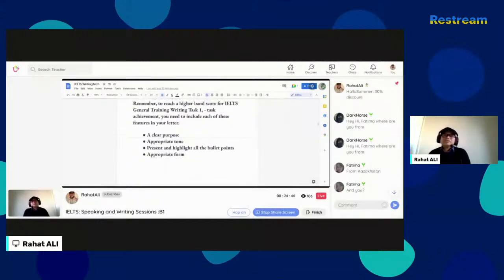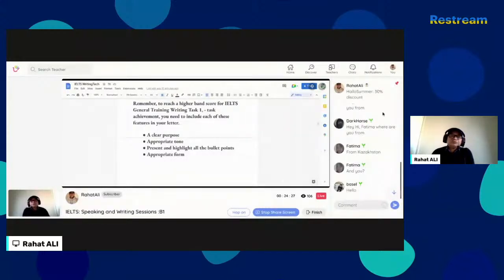So we mentioned in the letter a clear purpose. Once again, appropriate tone. Present and highlight all the bullet points. Appropriate form.